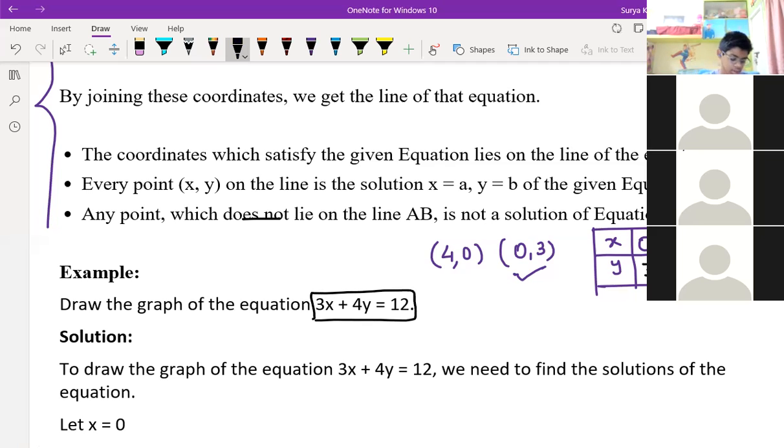So what we need to do here is what I told you. Once you put x is equal to 0 in the same line equation, if x is equal to 0, what will you get for y? Here, 3 into 0 plus 4 into y is equal to 12. So 3 into 0 is 0 only. So 4y is equal to 12. So y is equal to what? 12 by 4, that is 3. That's it now. Okay, sir.